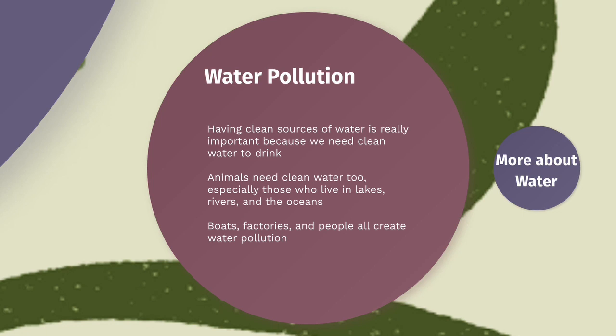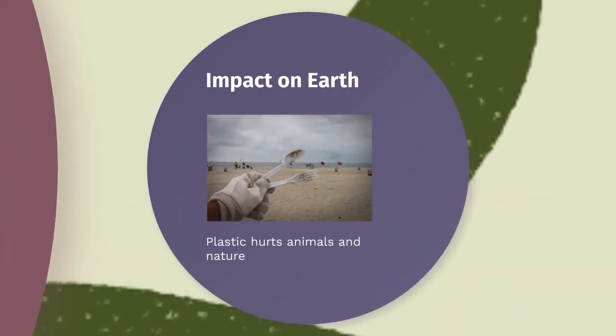Boats and factories can make water dirty by putting gasoline and other chemicals into it. People can also make water dirty by littering. For example, have you ever seen trash in the ocean or on the beach? That can be harmful to animals because some of them try to eat it thinking it is food.